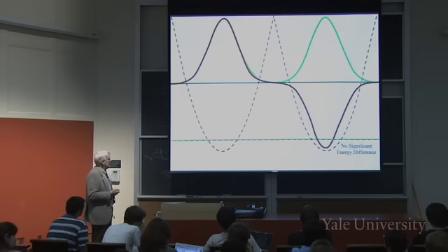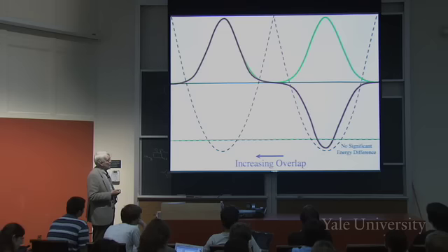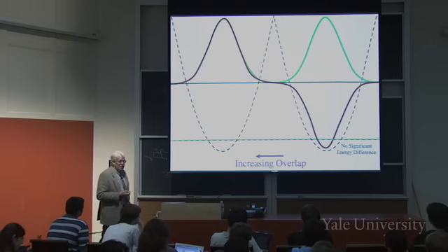Okay? No significant energy difference. Now, suppose we increase the overlap. What will happen if we shorten the distance? You did this on a problem set with Erwin, right?